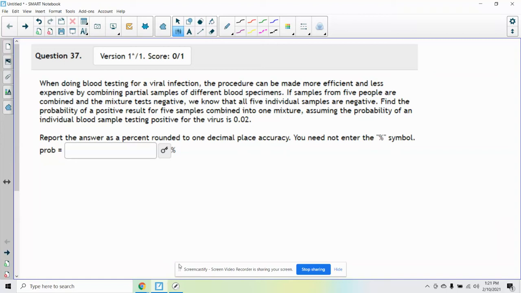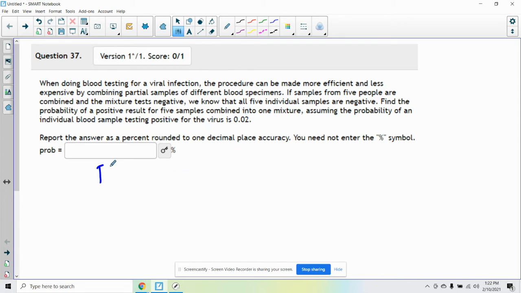Okay, so it says when doing blood testing for a viral infection, the procedure can be made more efficient and less expensive by combining partial samples of different blood specimens. If samples from five people are combined and the mixture tests negative, we know all five samples are negative. Find the probability of a positive result for five samples combined into one mixture, assuming the probability of an individual blood sample being positive for the virus is 0.02.